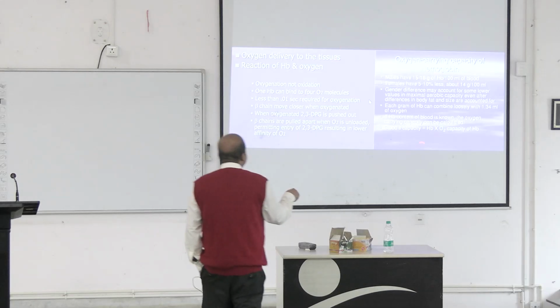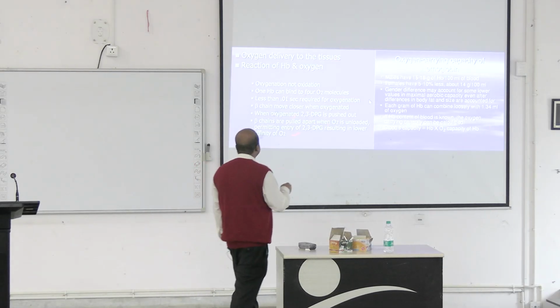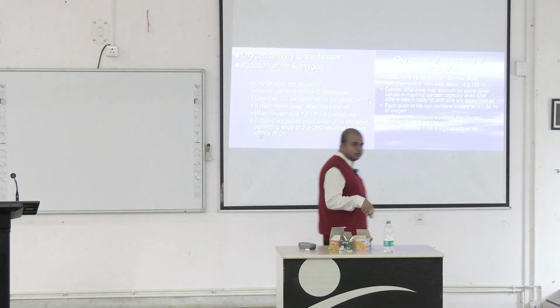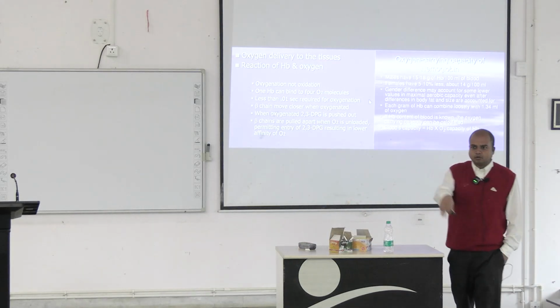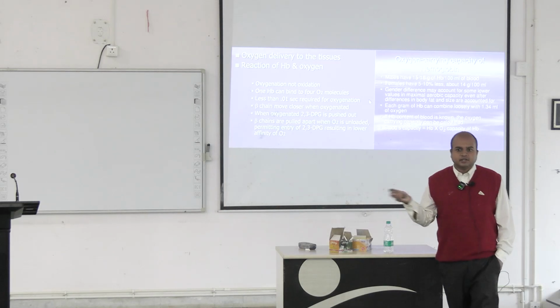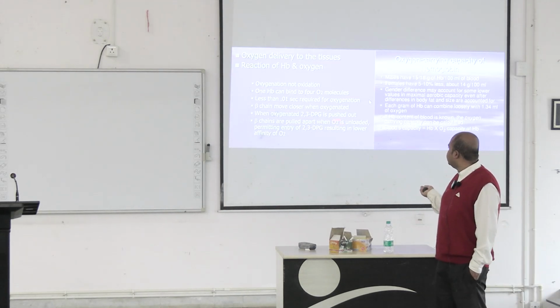So it is hemoglobin, blood's capacity, hemoglobin into oxygen capacity of hemoglobin. When oxygenated, again we will talk about 2,3-DPG. That means we will learn about 2,3-DPG when we discuss respiratory physiology. Again, it is an enzyme present in the RBCs. So that is 2,3-DPG pushed out.